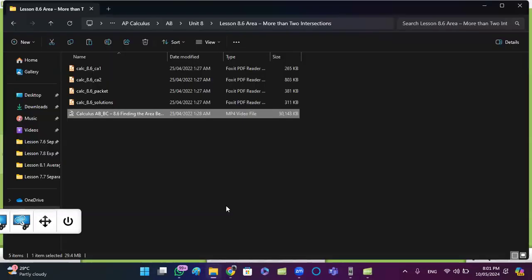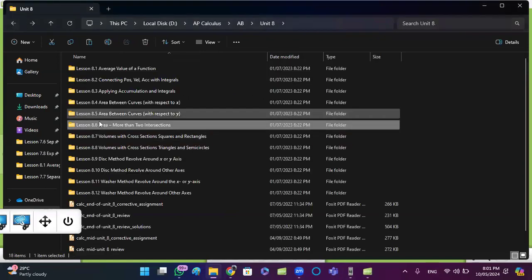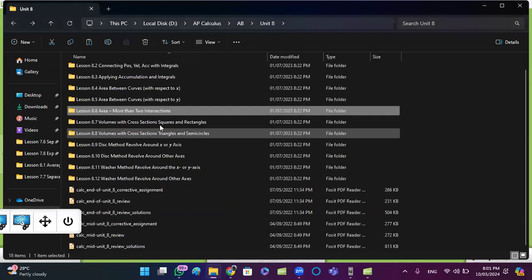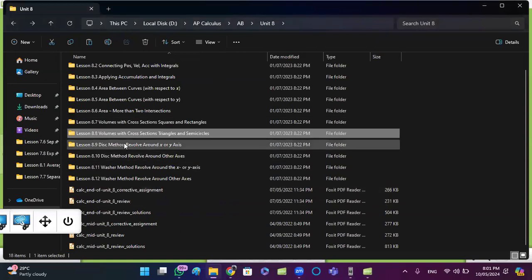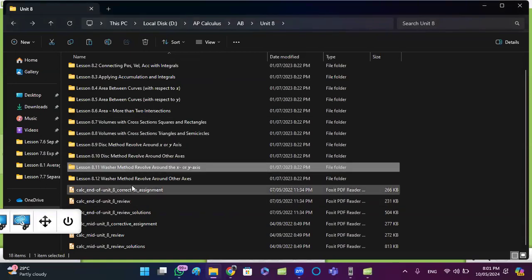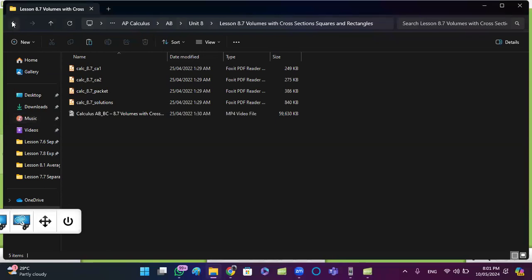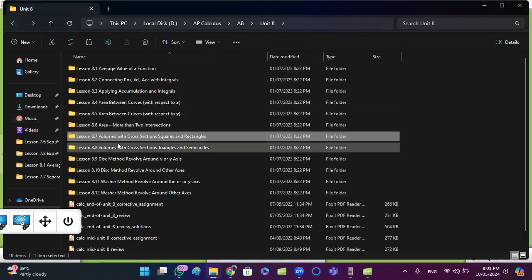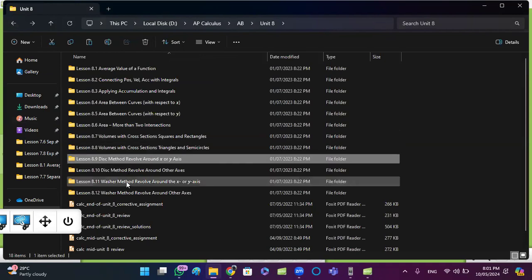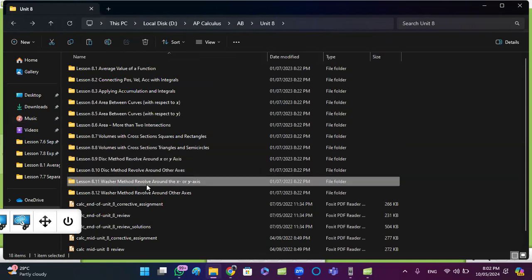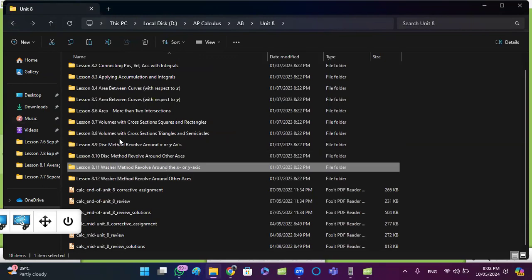Now we're going to study the volume, and this is the most important. We have 1, 2, this is one lesson. 3, 4, this one lesson. 5, 6, and this one lesson. And what is the difference between cross sections and washer and revolving? Disk method and washer method. This we call revolve, and washer method, revolving around.